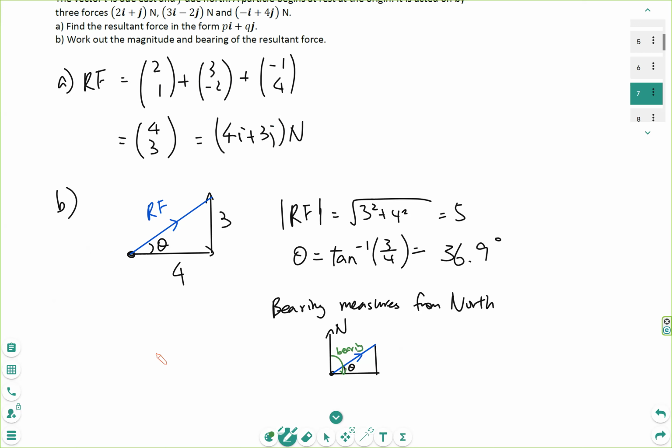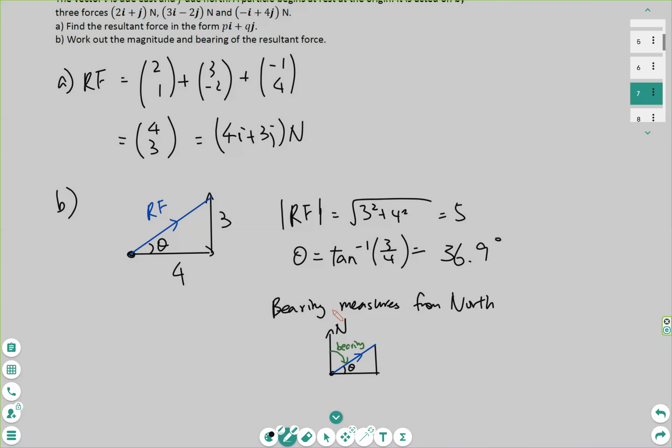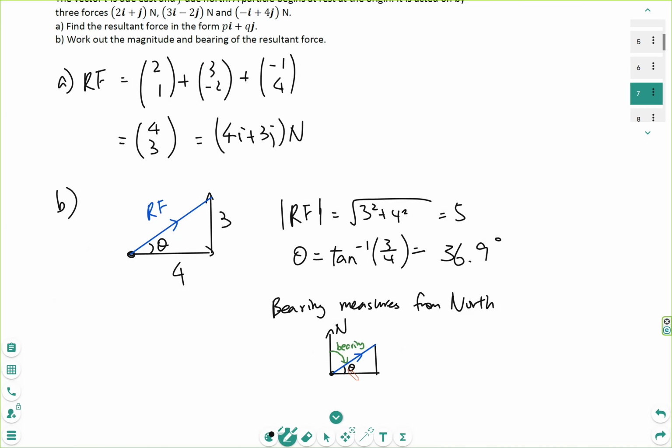Okay, so how do we work out bearing? Well, oh, sorry, actually, I was wrong. Bearing should be from the north line to the resultant force, just here. Sorry, my bad. Bearing is only from the north line to the blue line, to the force itself. That's a bearing. Bearing measures from north to the force. So bearing equals 90 degrees minus 36.9, which is 53.1 degrees. Technically it should be 053.